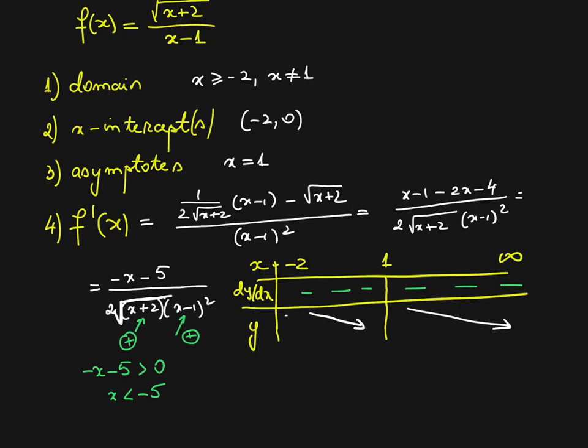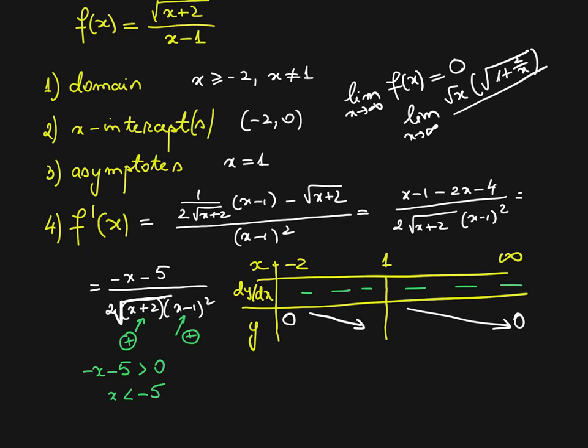When x is -2, y is 0. I need to fill in the values of y for all the points there. When x is infinity, this is going to be 0. Actually, I forgot the horizontal asymptotes. Limit when x approaches infinity of f of x, and if you factorize an x and cancel, you'll get 0. So practically that's the limit as x approaches infinity of square root of x times the bracket square root of 1 plus 2 over x, over the bracket 1 minus 1 over x. So see how when we cancel the square root of x from here and from here, we are left with the square root of x in the denominator, so you get 0.